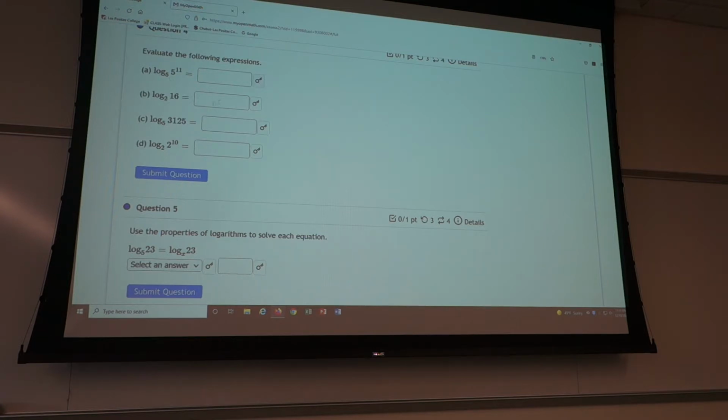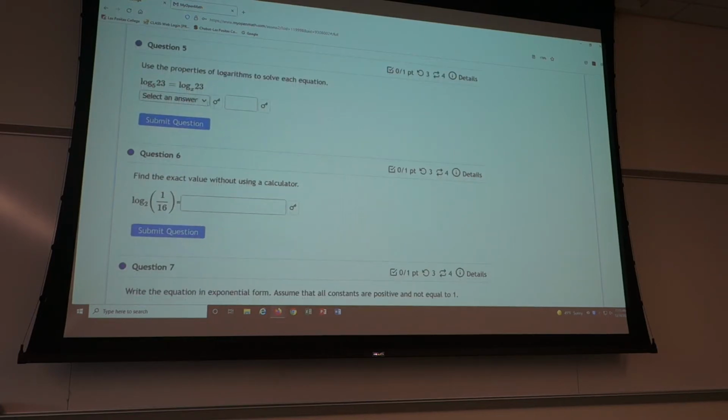2 to the what gives you 16? 2 to the what power is 16? You just gotta figure out what the exponent is. So in these ones, it's like a guessing game. Well, sort of, but not really. You can do the plugging in, calculator. 2 to the third, oh no. 2 to the fourth. You just keep going until you get it. There's no real system, you should just try numbers.